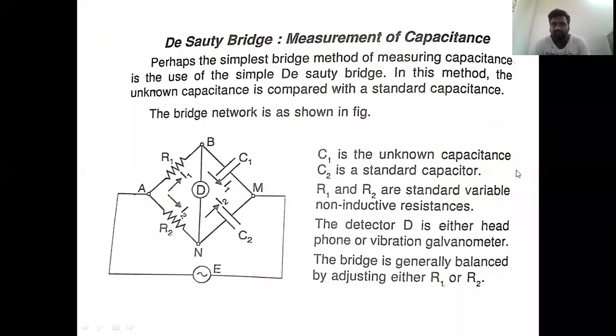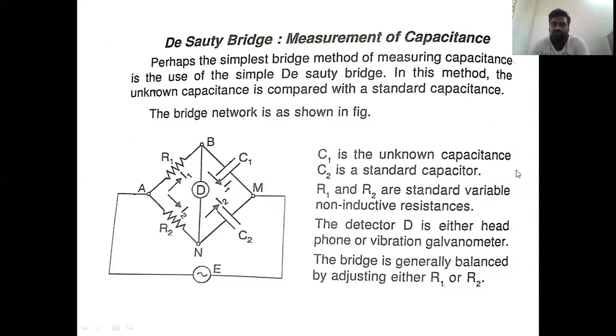In yesterday's class, we had the discussion of measurement of capacitance. Measurement of capacitance can be done with three types of bridges: one is the de Sauty bridge, the second is the modified de Sauty bridge, and the third is the Schering bridge. In the previous class, we already discussed the concept of the de Sauty bridge. The main objective of the de Sauty bridge is to find the unknown capacitance by comparing it with a standard known capacitance.